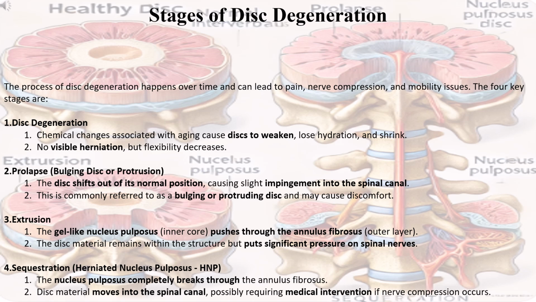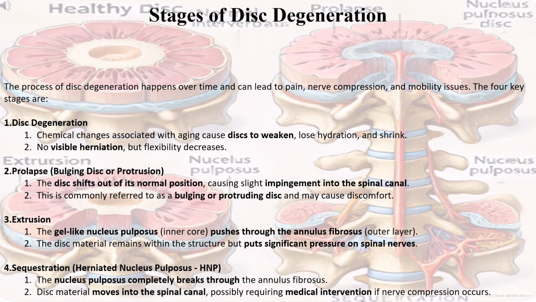Prolapse: the disc shifts out of its normal position, causing slight impingement into the spinal canal. This is commonly referred to as a bulging or protruding disc and may cause discomfort. Extrusion: the gel-like nucleus pulposus pushes through the annulus fibrosus. The disc material remains within the structure, but puts significant pressure on spinal nerves.